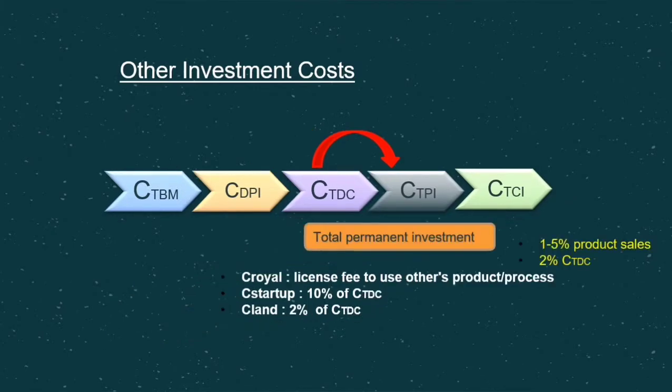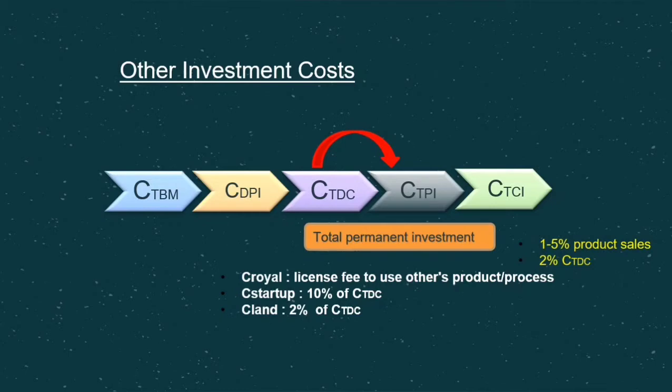Then the total permanent investment will be calculated by adding up the three costs to TDC. C royal is a license fee which applies when a company uses a product or process patent owned by another company, and this is paid annually. The cost range is 1 to 5% of product sales, and it is estimated to be 2% of CTDC, while the cost of startup is estimated to be 10% of CTDC.